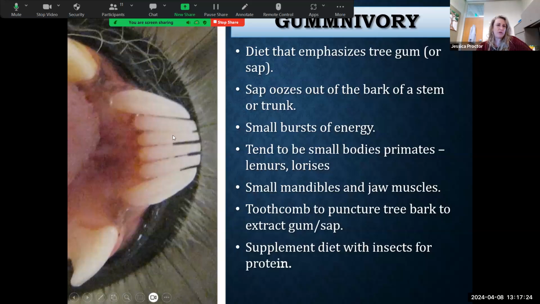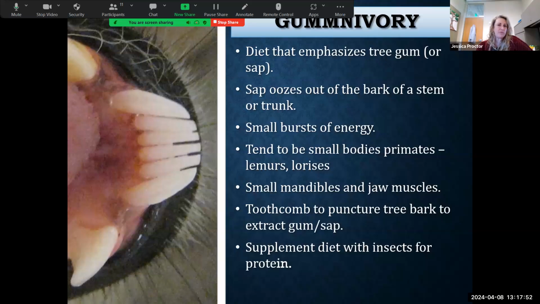The tooth comb, which we learned about right before spring break, is when the incisors are jutting straight forward. You're looking at the mandible here, the lower jaw. When the canines and incisors just jut straight forward like this, that's called a tooth comb. That tooth comb has two functions. It can jab into the tree bark to get the sap out, and it's also a grooming feature.